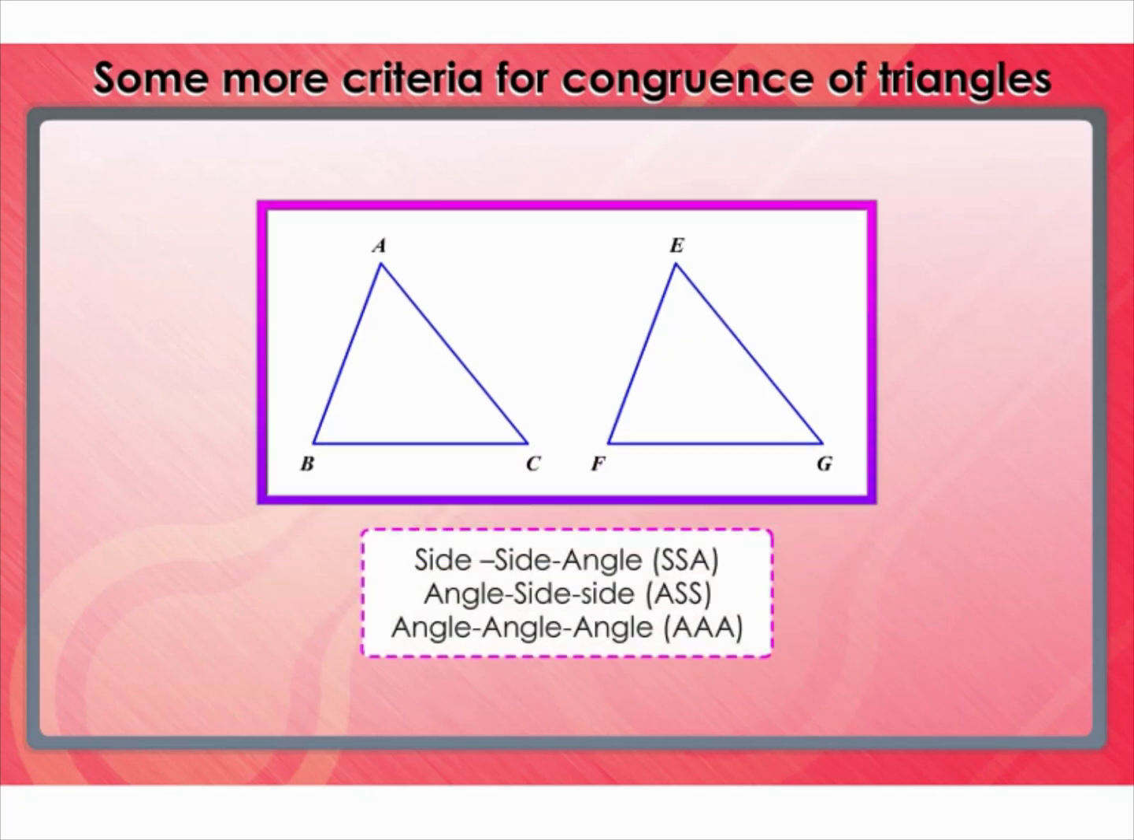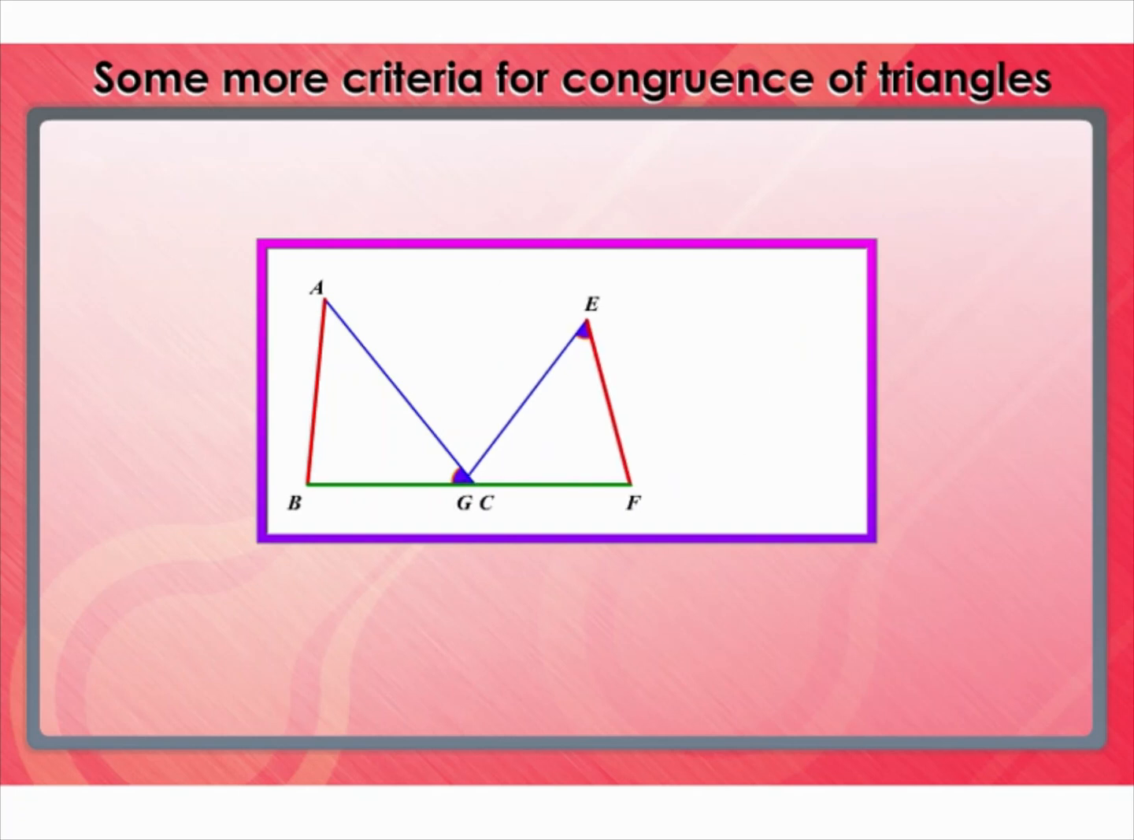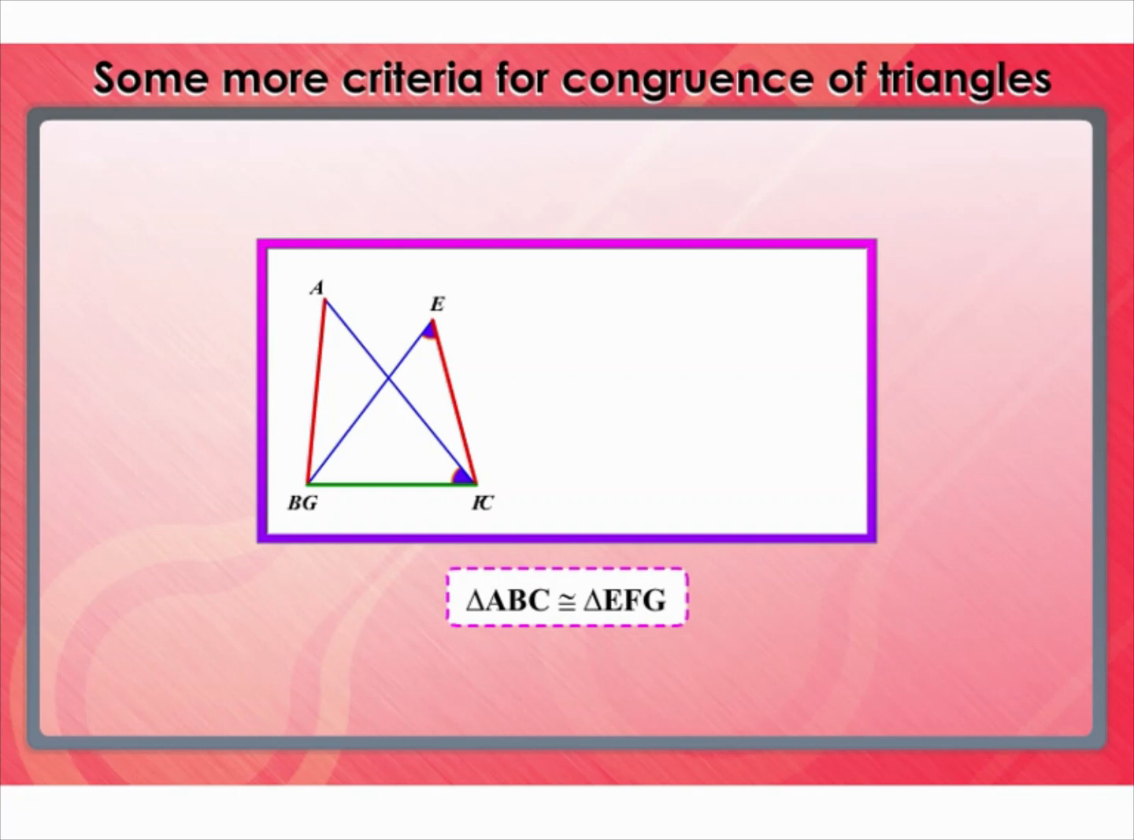But this is not always true. For example, SSA or side-side-angle, ASS or angle-side-side, and AAA or angle-angle-angle are not sufficient to prove the congruence of two triangles. Let's look at some examples to understand it better. Consider two triangles ABC and EFG, where AB is equal to EF, BC is equal to FG, angle C is equal to angle A. Can you superimpose these triangles? This is not possible. Hence, the triangles are not congruent. Therefore, side-side-angle criterion does not hold true.